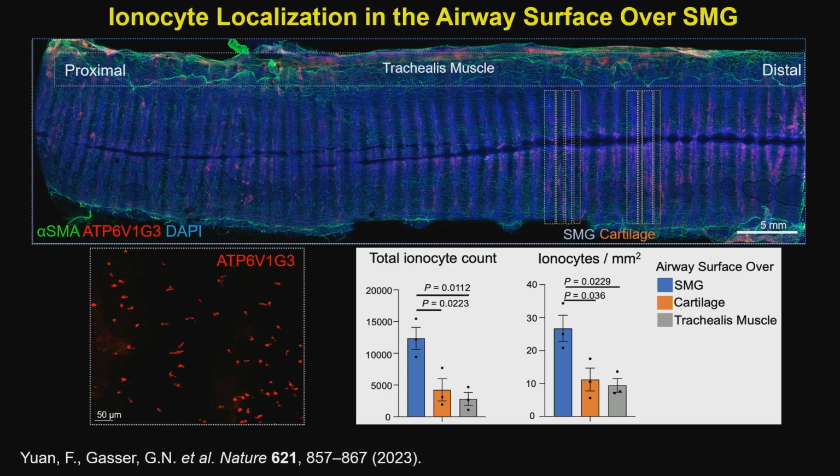Next we divided the tracheal surface into three different places: the airway surface over tracheal muscle, the airway surface over submucosal glands, and the airway surface over cartilage. We found the ionocyte numbers are very different. The total ionocyte count is the highest in the airway surface over submucosal glands compared to the airway surface over cartilage and the tracheal muscle, and the ionocyte number per area is also much higher in the airway surface over submucosal glands compared to the other places.